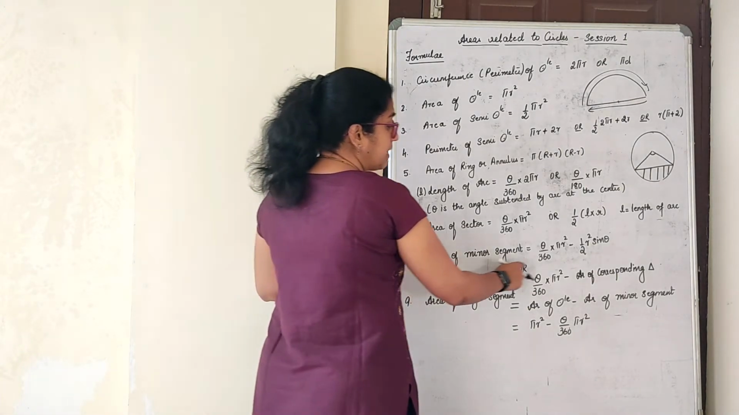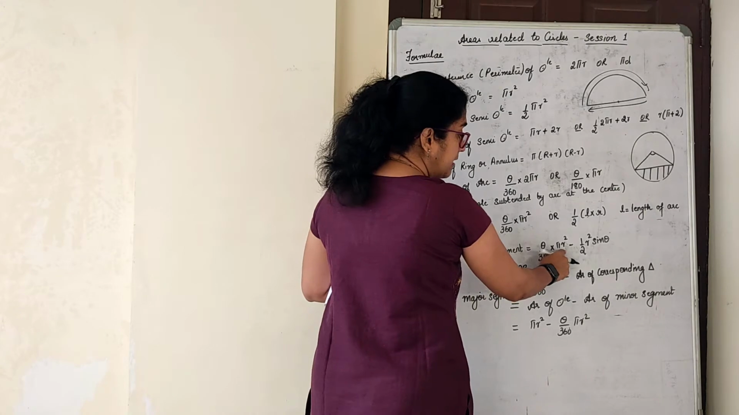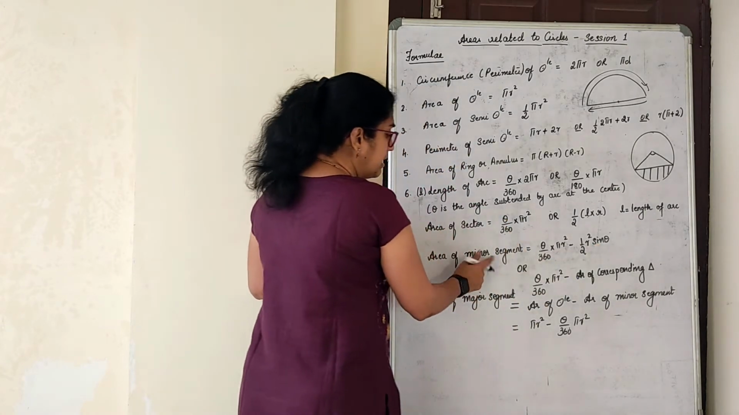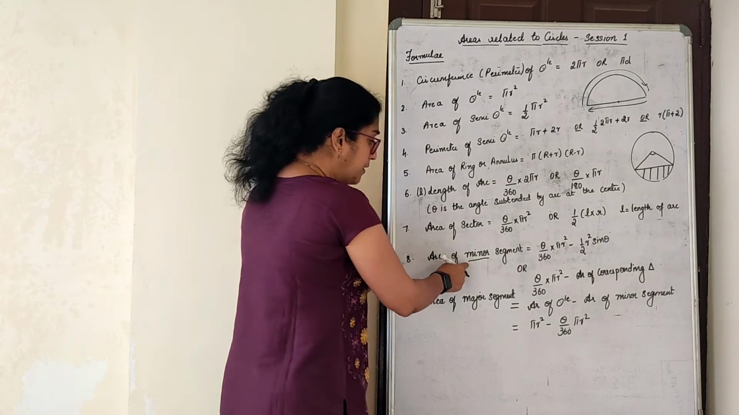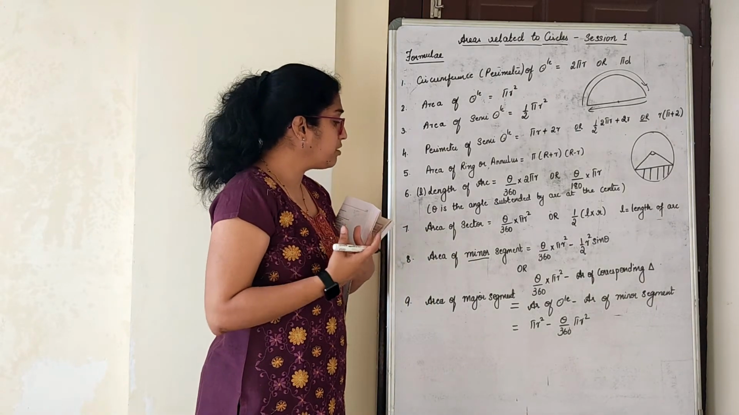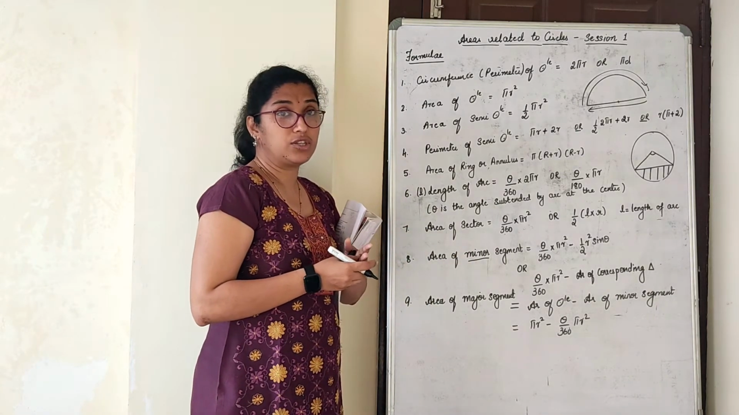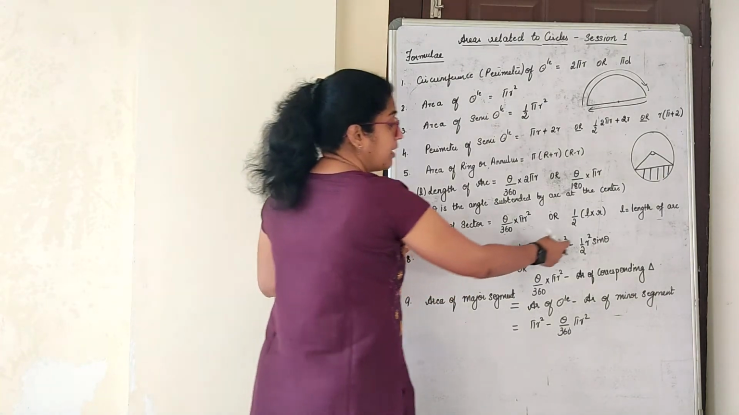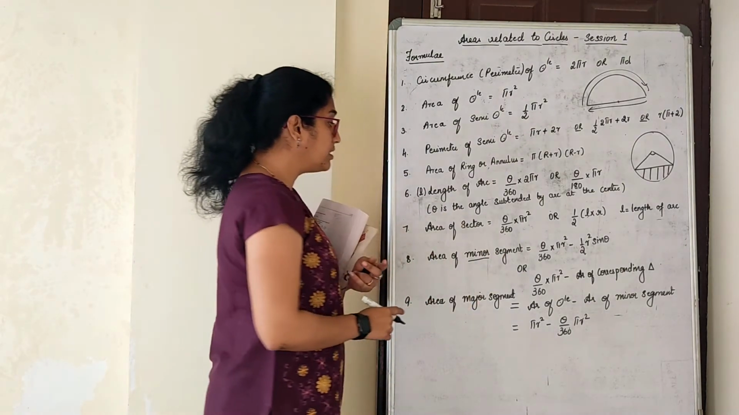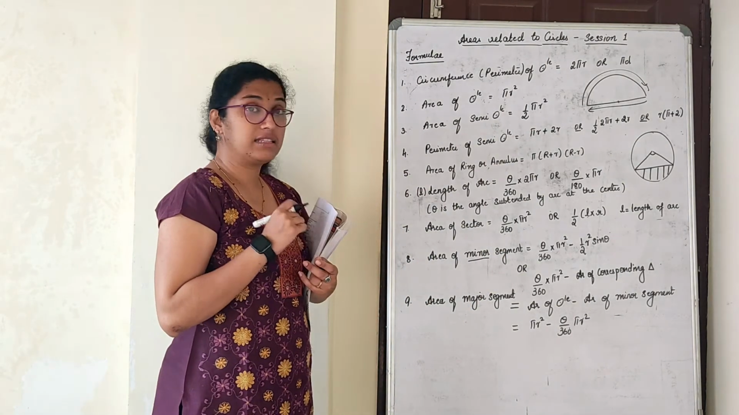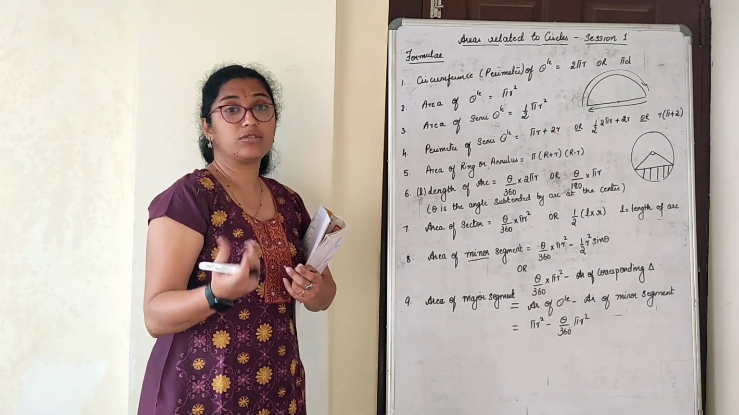Area of a minor segment is theta by 360 into pi r square minus half r square sin theta. It has to be a minor segment only. By this formula, I can't be finding the area of a major segment. Why? Because sin theta is there. Theta value will remain the same thing. What is theta? Angle subtended at the center.